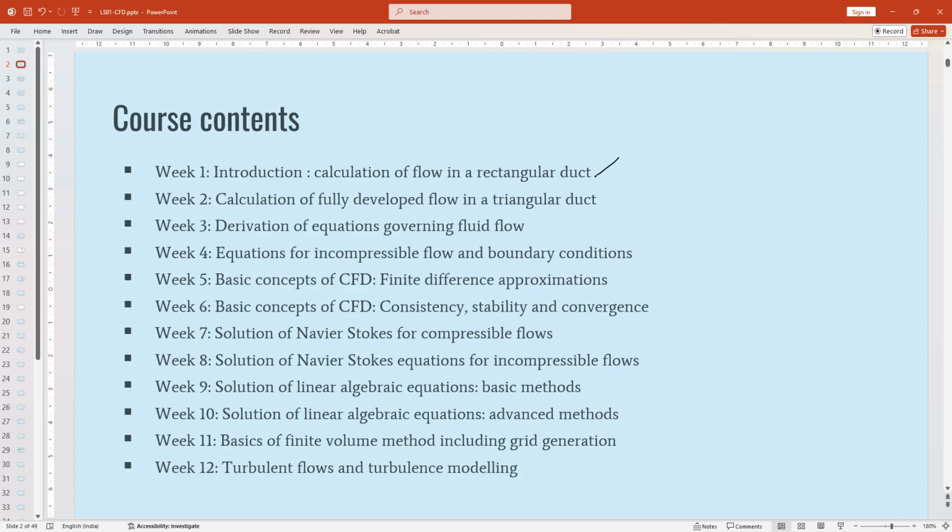In the first week we will be discussing the rectangular duct. In the second week we will discuss how we can calculate the properties or the flow in a triangular duct. How it differs is that the word rectangular itself matches with the Cartesian coordinates, that is rectangular coordinates. So there the discretization of the equations and the calculation will be a lot easier compared to the triangular duct.